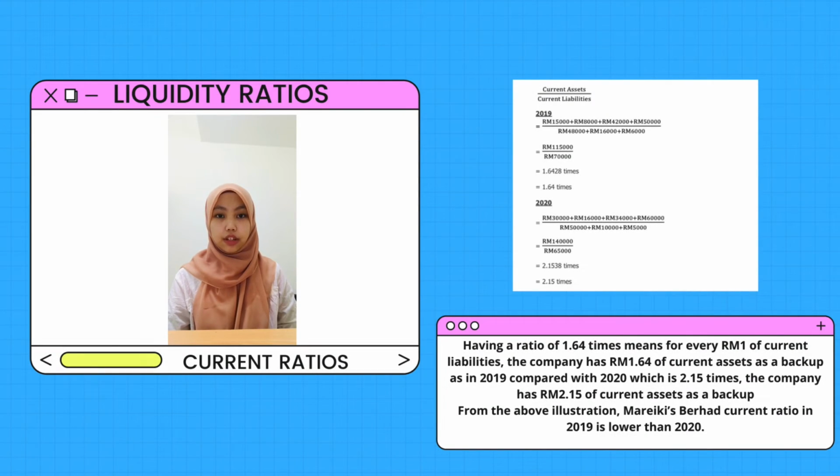The calculation of financial ratios. The first one is liquidity ratio. Firstly, we have current ratio. Having a ratio of 1.64 times means for every RM1 of current liabilities, the company has 1.64 ringgit of current assets as backup in 2019, compared with 2020, which is 2.50 times. The company has 2.50 ringgit of current assets as backup. From the above illustration, Mareiki Berhad's current ratio in 2019 is lower than 2020.